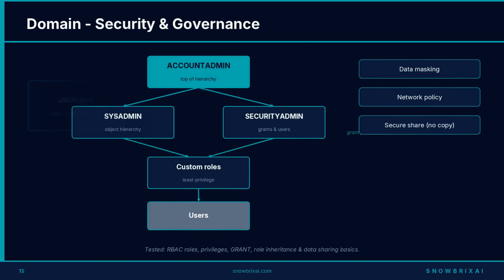Next, security and governance, anchored on role-based access control. They test roles, privileges, the grant command, and how role inheritance and hierarchy flow. Picture a pyramid: account admin at the top, then sysadmin and security admin, then your custom roles, then users. And the key direction to remember: grants flow down the hierarchy.